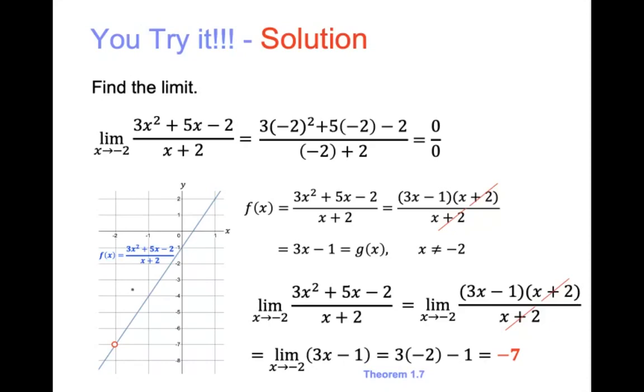F of x is shown in the graph on the left. Notice that there is a removable discontinuity at x equals negative 2, where the point (-2, -7) would be. Now g of x would be this exact line, but without the hole in it. So we can see here in the graph that f of x equals g of x, except at one point. Therefore, we can use theorem 1.7 to find the limit as x approaches -2 of f of x.